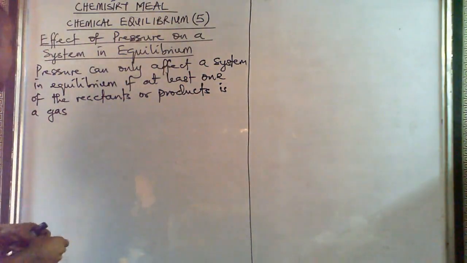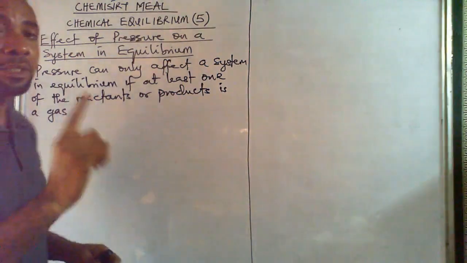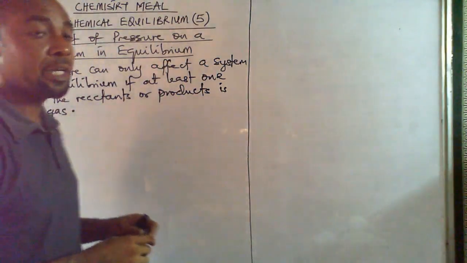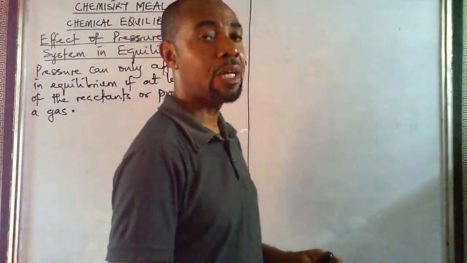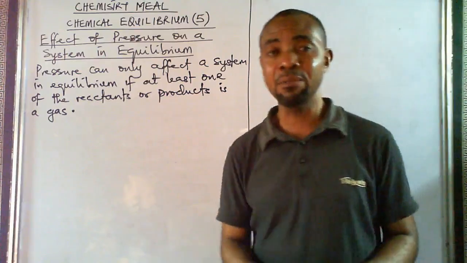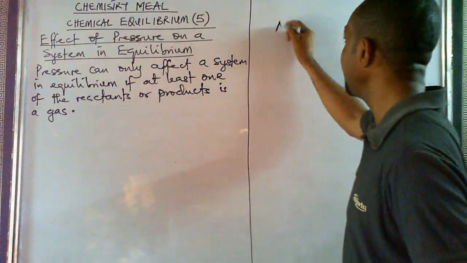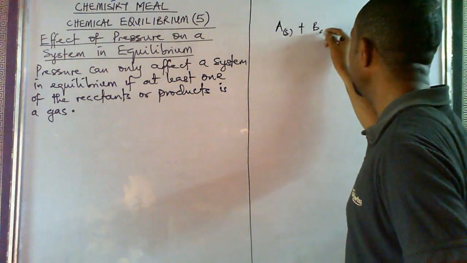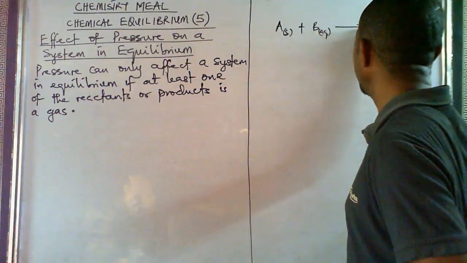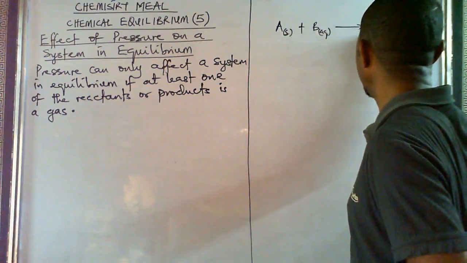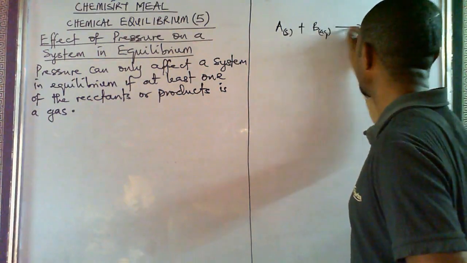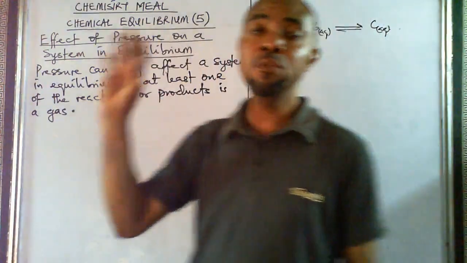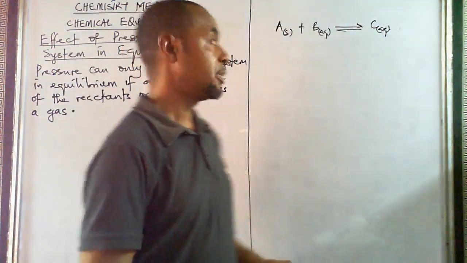If one of the reactants or one of the products is a gas, that means if a gas is not involved in the reaction, pressure will not have any effect on that system that is in equilibrium. Imagine if I have substance A, which is a solid, reacting with substance B, which is in aqueous form, to give me substance C, which is in aqueous form. And this reaction is in equilibrium. Now, pressure will not have any effect on this reaction that is in equilibrium.